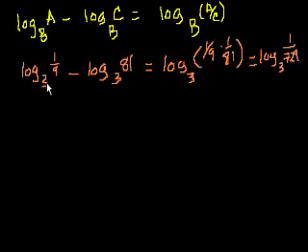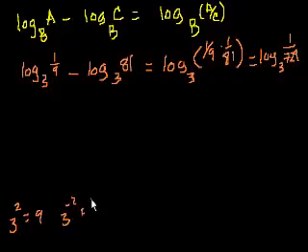So 3 to what power is equal to 1/9? Well, 3 squared is equal to 9, right? So we know that if 3 squared is equal to 9, then 3 to the negative 2 is equal to 1/9, right? The negative just inverts it. So this is equal to negative 2. And then minus, 3 to what power is equal to 81? Let's see, 3 to the third power is 27, so 3 to the fourth power.